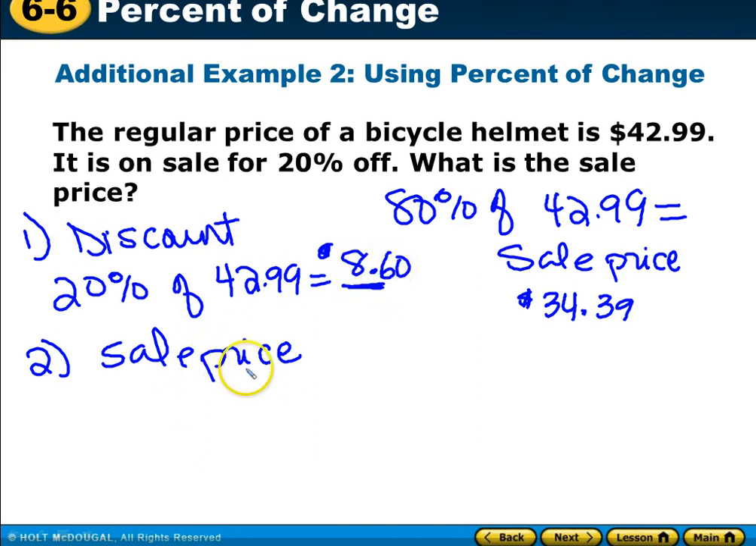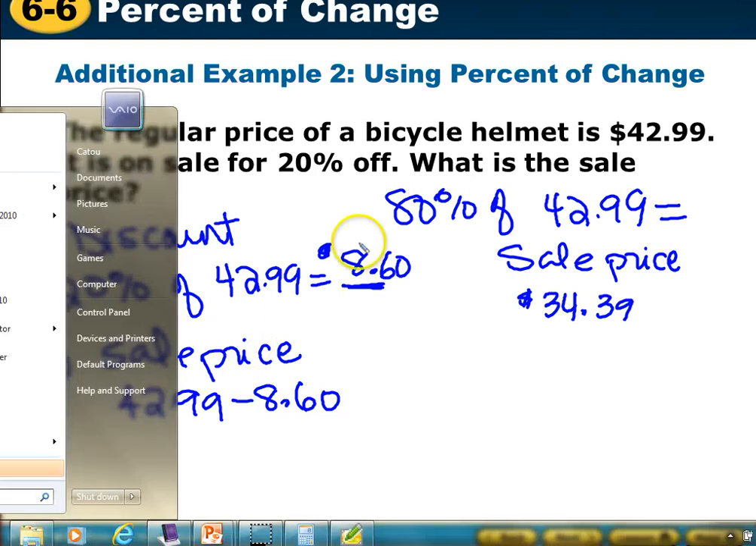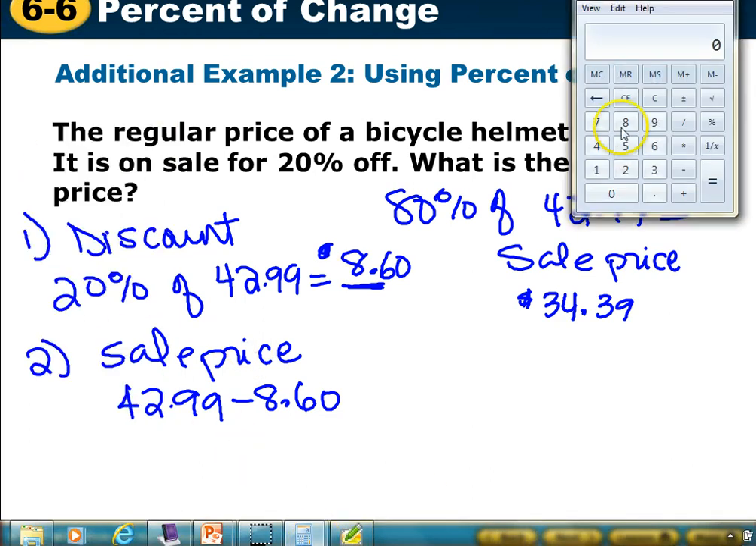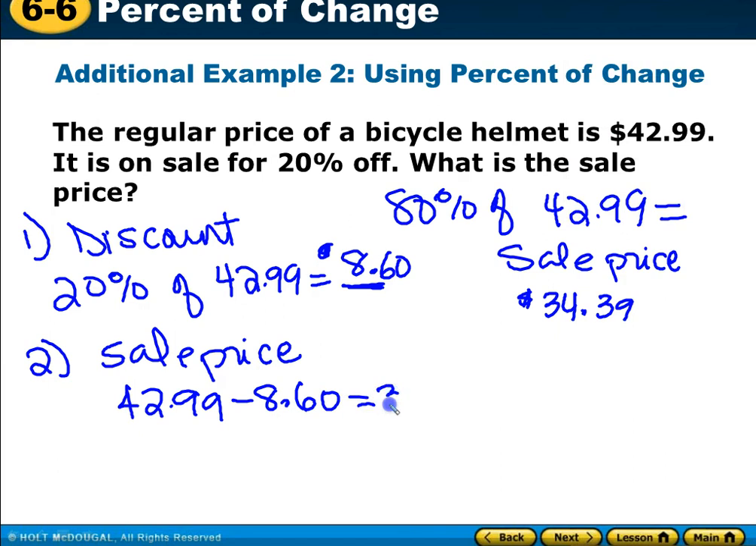So to find the sale price, we need to do $42.99 minus the $8.60. That's how much they're taking out. So let's go ahead and do that. And we get $34.39. So either way it works.